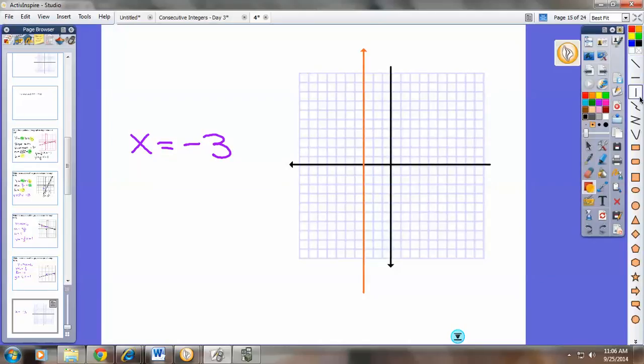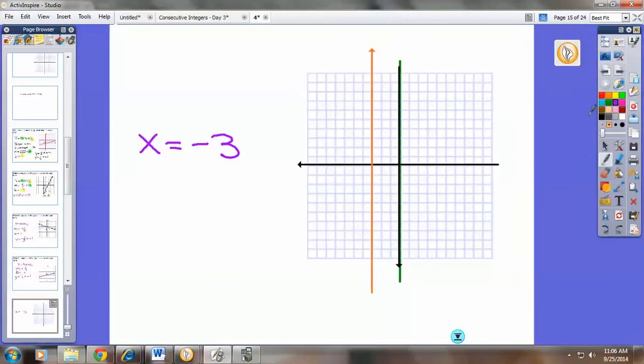Let me give you another one. Hang on. What if we had, I'm going to change colors for it. Let's see that. Looking at the green line, it happens to be right there along that y-axis. Tricking you here. And it's all the points. What would be the equation for that? What about 0? X equals 0.